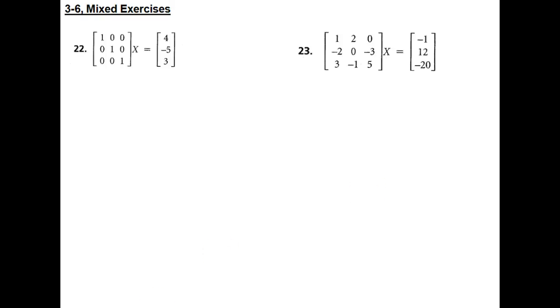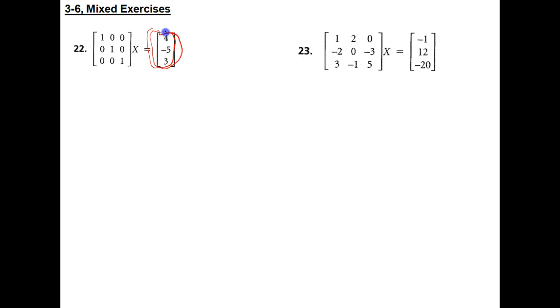Okay, time's up. Number 22. How many know the answer for 22? Okay, hands down. Tell your neighbor what the answer is if you know it. Time's up. What is the answer? Gabrielle? 4, negative 5, 3. Good. The answer is right here.